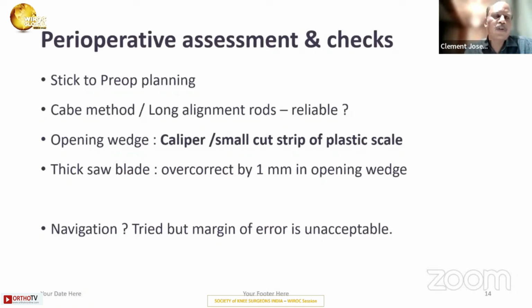When you perform an opening wedge osteotomy, I always use a caliper or a small cut strip of a plastic scale, so that I always confirm that the osteotomy is open to the desired level before and during the surgery. If you're using a thick saw blade, it tends to remove a certain part of bone. So when I'm using a thick saw blade, I tend to overcorrect my opening wedge osteotomy by 1 millimeter. I tried navigation, but I found the margin of error, which is plus or minus 3 degrees, to be unacceptable in the HTO scenario when compared with knee replacement.